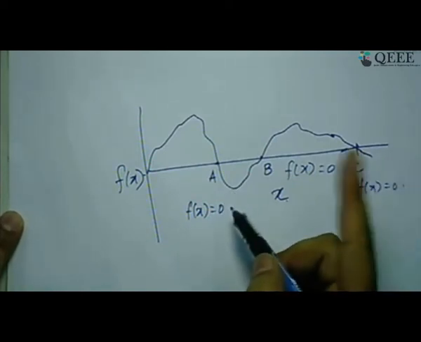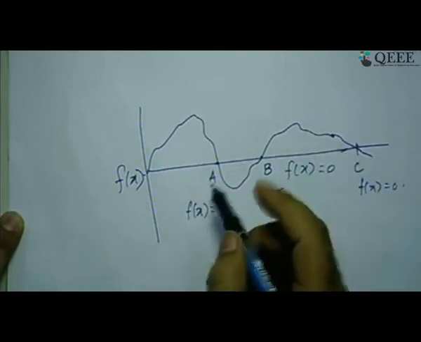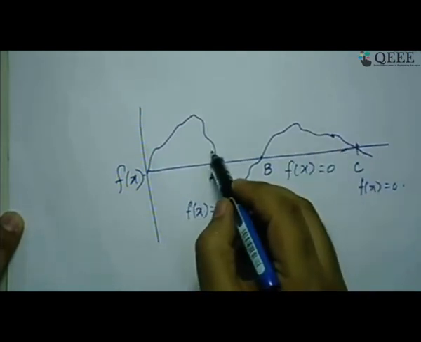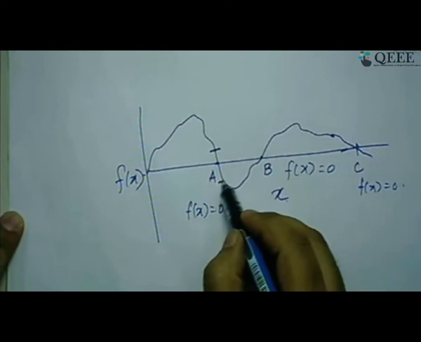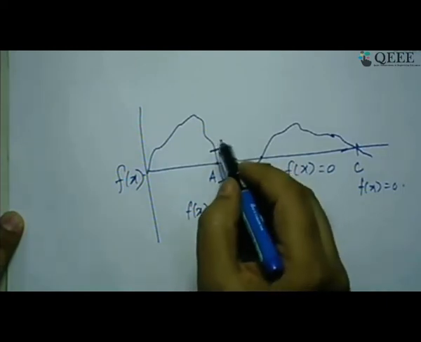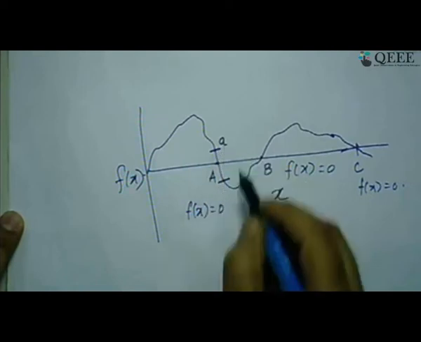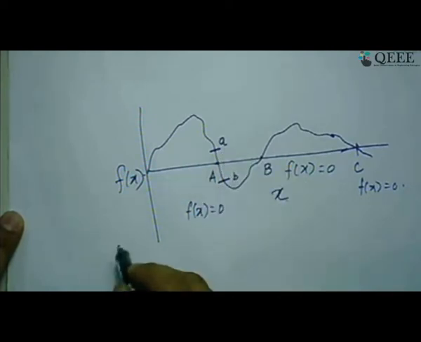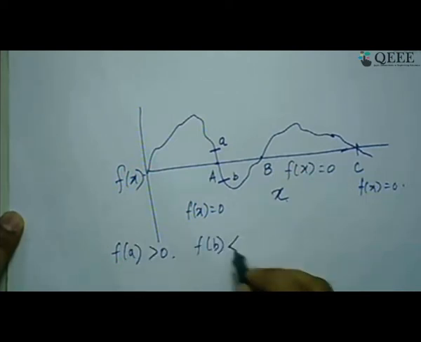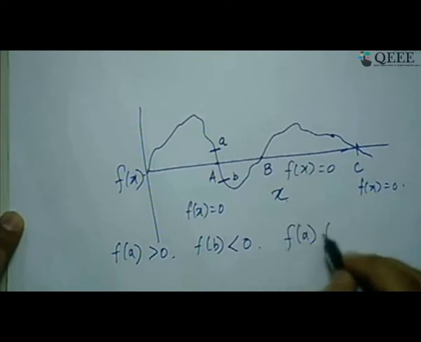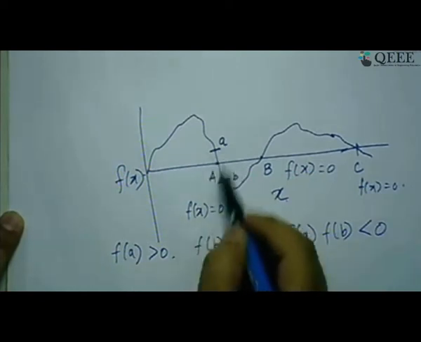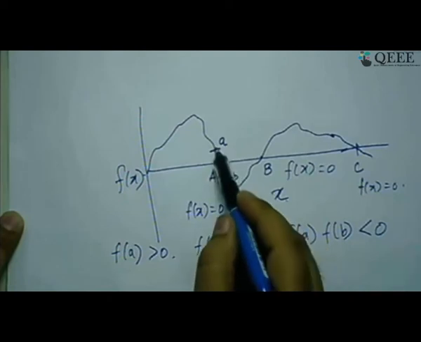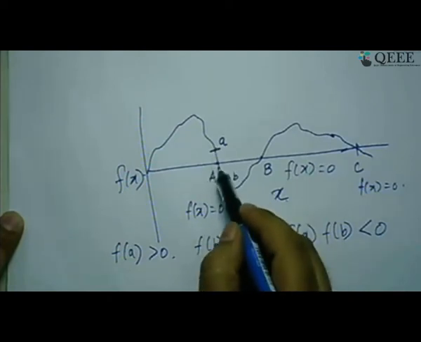So the idea behind the bisection method is very simple. The bisection method says: choose a point which is on the positive side, and choose another point which is on the negative side. Let me call this A and this B. If you take f of A greater than 0 and f of B less than 0, so that f of A times f of B is less than 0, then you know that your 0 is bracketed. Now you take A plus B by 2, so that point is somewhere here.